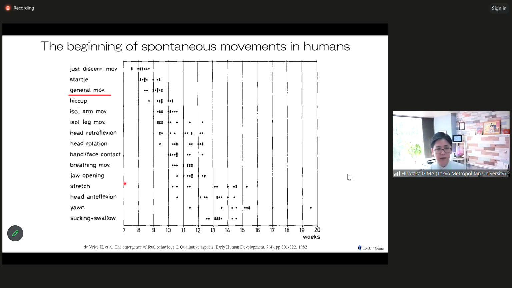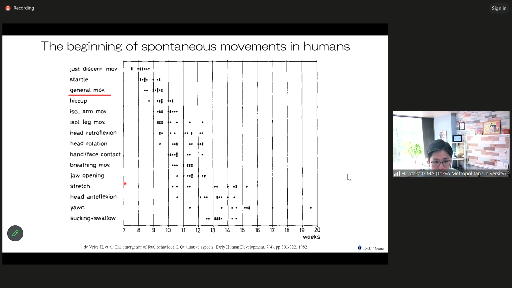Human fetus and infants generate a variety of spontaneous movements and behaviors in early infancy. These have attracted researchers' attention and have been examined over recent years because sensory motor experience based on spontaneous movements and behavior is considered important for early perceptual and motor development.